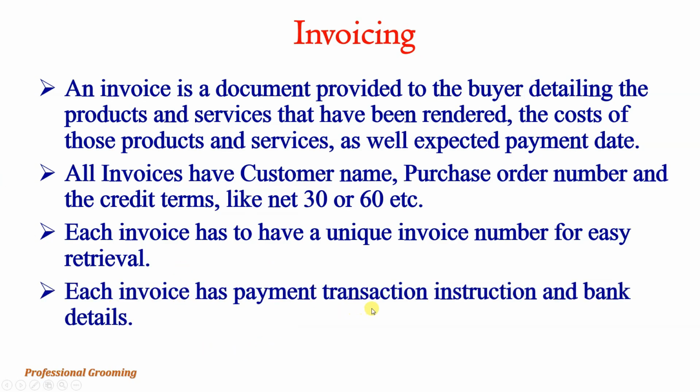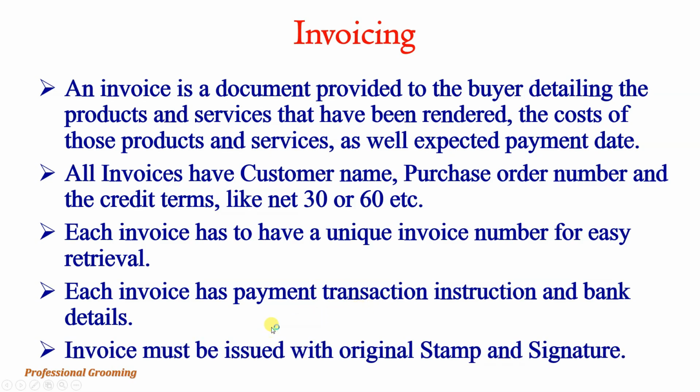Each invoice has payment transaction instructions and bank details also. You need to mention your bank details on the invoice so it is easier for the buyer. After 30 days he can see the bank details on your invoice and they can pay on time. The invoice must be issued with an original stamp and signature. The invoice should be stamped with your company stamp and signed by an authorized person.